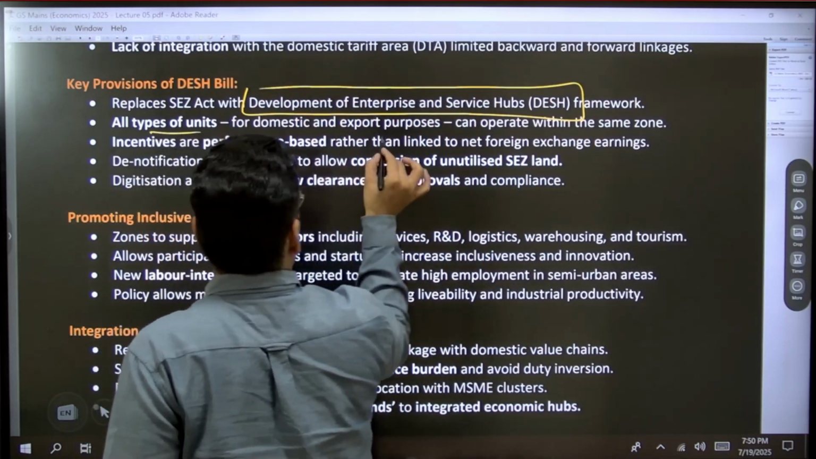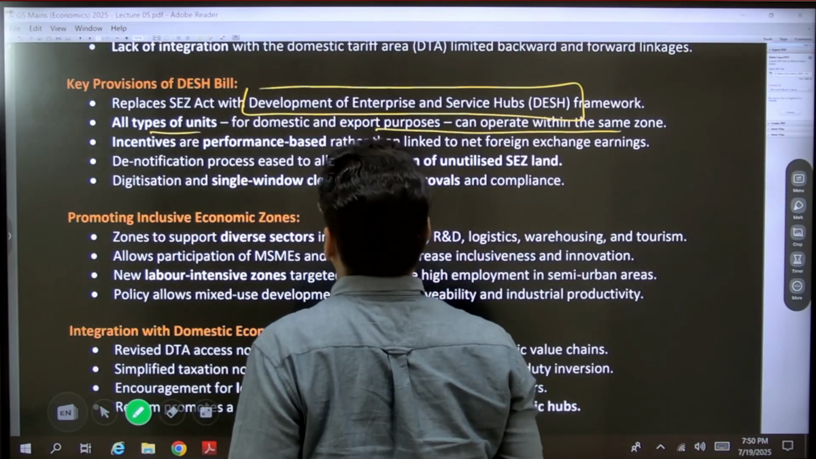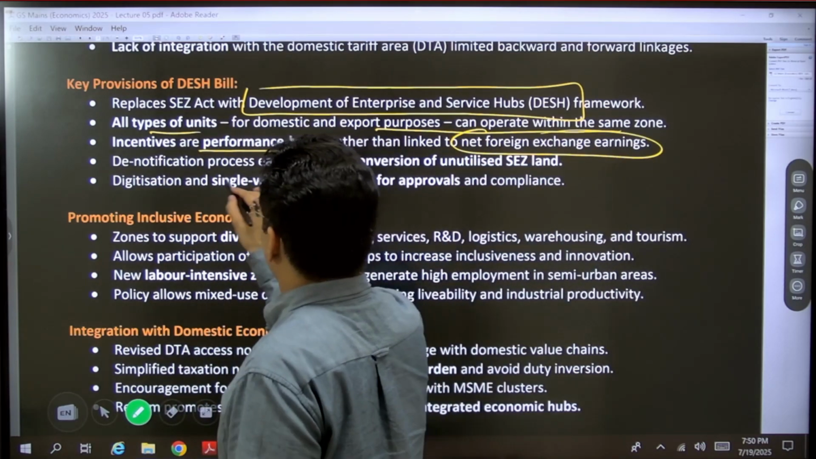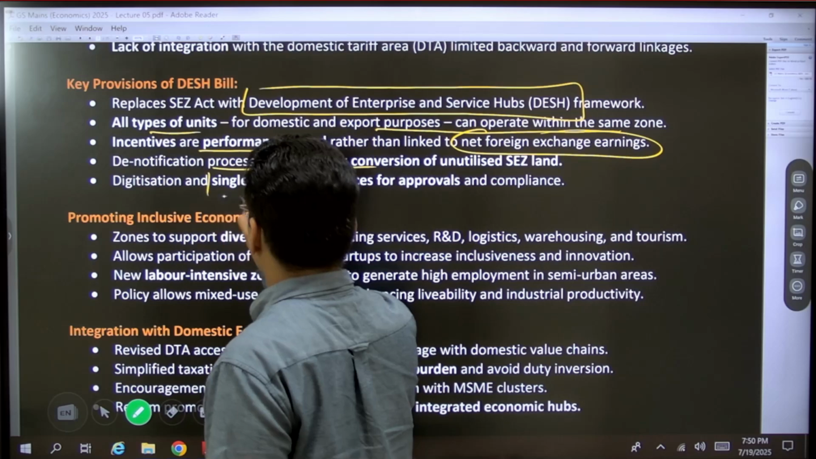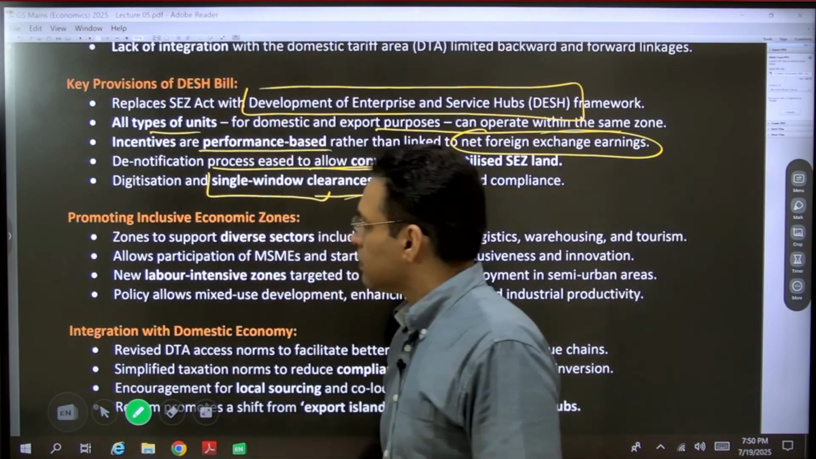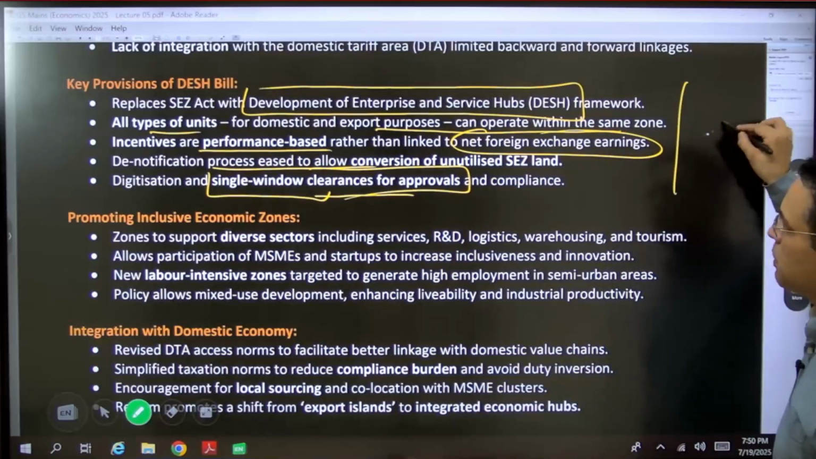All types of units for domestic and export purposes can operate within the same zone. Incentives are performance based rather than linked to net foreign exchange earnings. Denotification process eased. Digitalisation and single window clearance for approvals and compliances. तो ये key provisions हैं DESH Bill का.